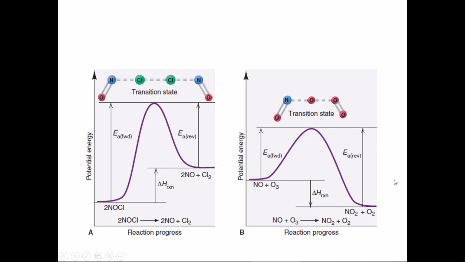The graph on the right is very similar. We have a forward reaction activation energy, reverse reaction activation energy. We have our reactants going to the transition state where our partial bonds exist, where we're breaking our bond between our two oxygens of the O3 and forming a new bond between the oxygen and the nitrogen, and then a decrease in energy as we go to the products. This forward reaction would be exothermic because we end up with less energy than we started, and the reverse process would be endothermic.